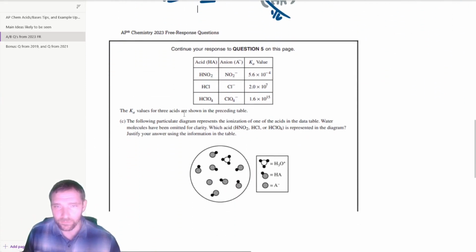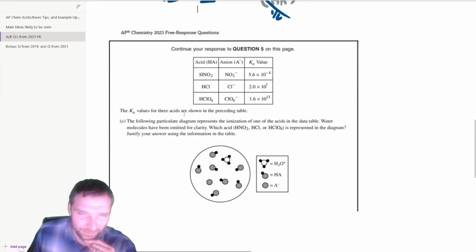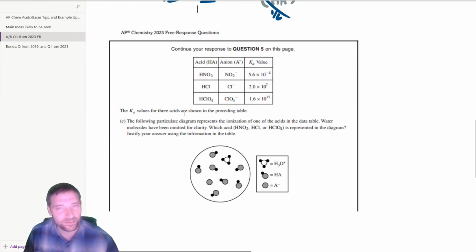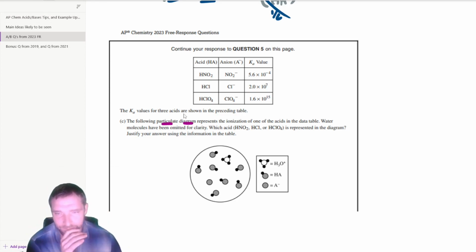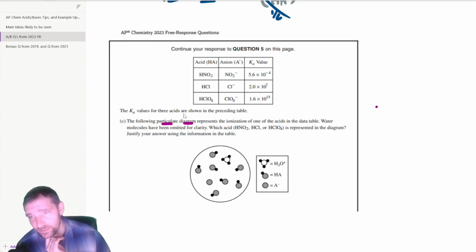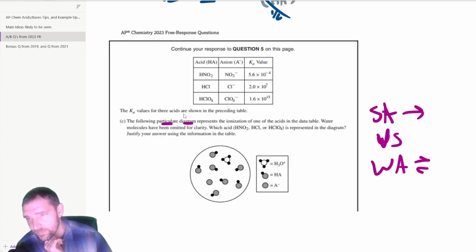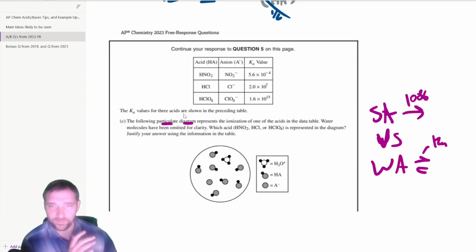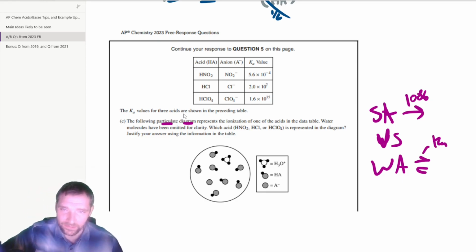And then we have this guy here, which is interesting. So they've got a particle representation here, a particulate diagram. They're showing some acid, and this is going over the definition of a strong acid versus a weak acid. With a strong acid, it is going to go 100% forward. With a weak acid, you're going to need to use some sort of Ka to figure out how far forward it has gone normally.